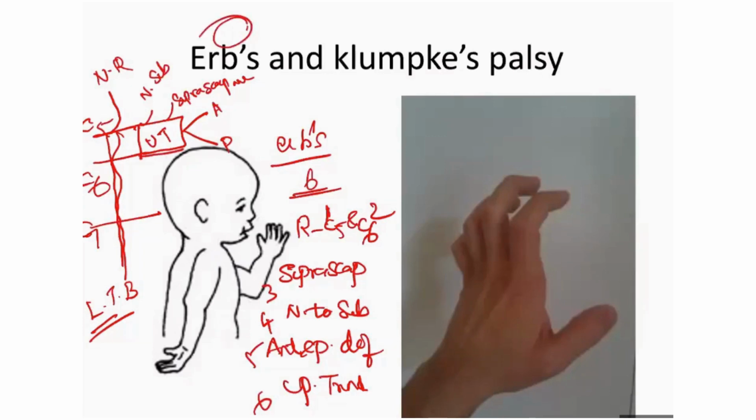This is the picture of how the child is. That deformity is called porter's tip hand deformity. During abnormal labor, during birth injury, this can occur.